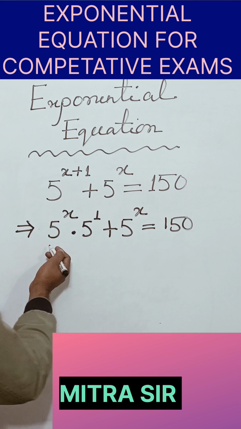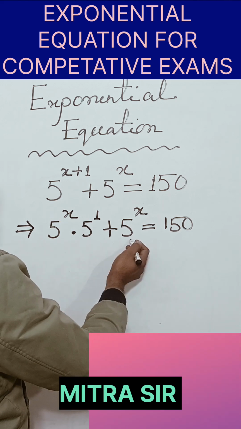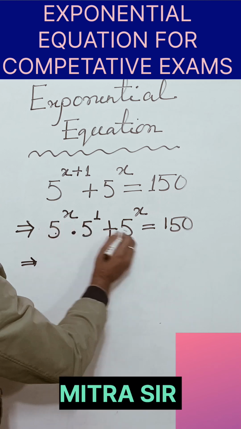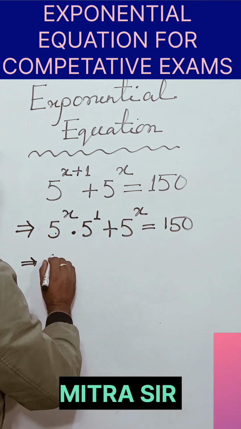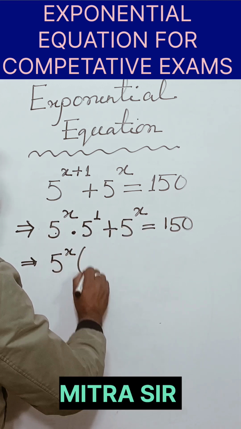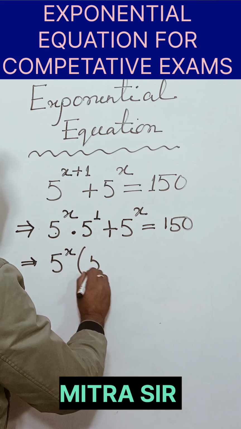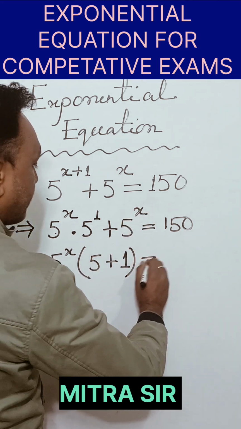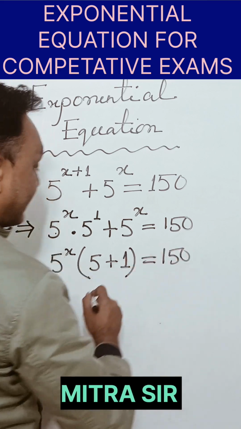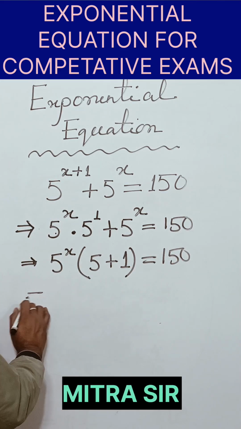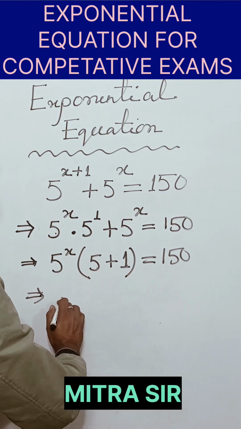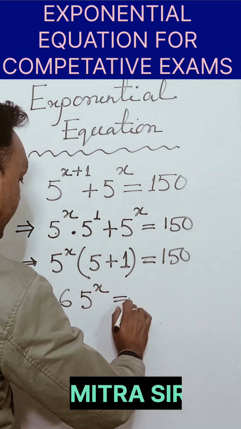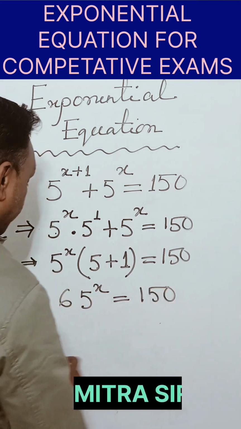Okay. Now from these two expressions, we will take common 5 raised to x. Here also we have 5 raised to x, so we can take common 5 raised to x. What we'll get? 5 raised to 1, that is 5 only. Here we have taken common, so 150. Is it clear? All right. Then 5 plus 1 is 6. So 5 raised to x into 6 equals 150.